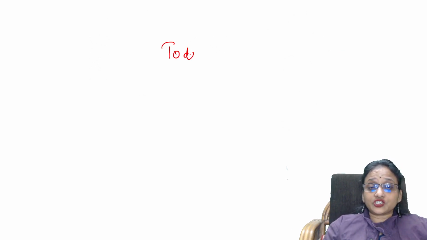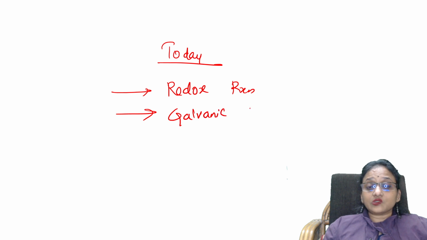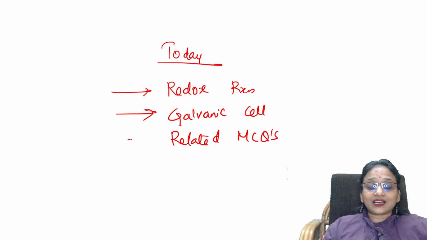All right. So how did you all feel, students? Today we have done the topic. Which topic today? We have discussed what actually is the concept of redox reactions. Yes, we have discussed a topic called what is meant by a galvanic cell. Correct? We have also seen the related MCQs to this. So I'll be coming back with more videos about electrochemistry. We'll be doing numericals in the next.